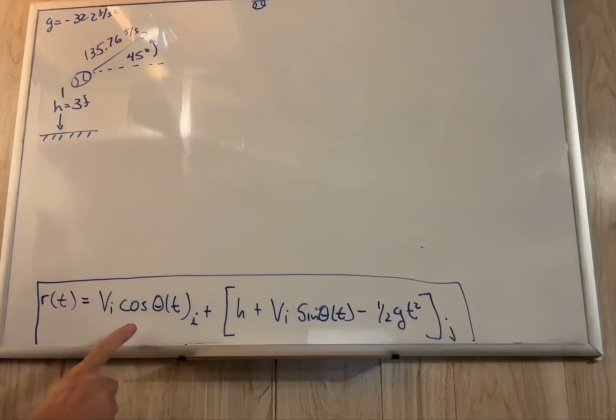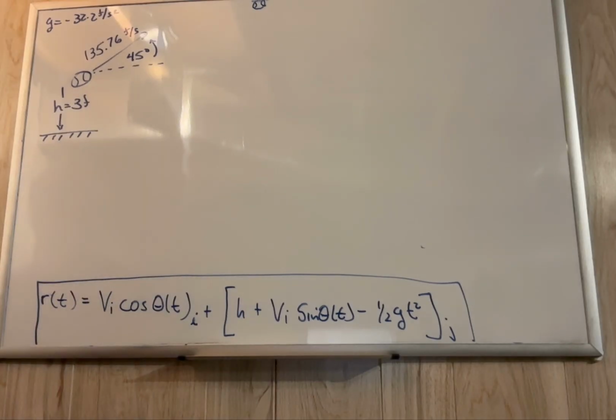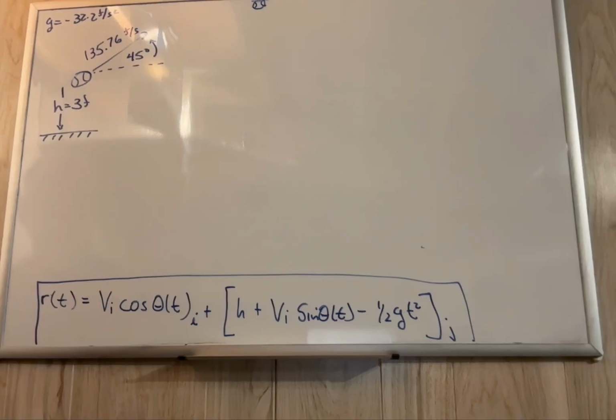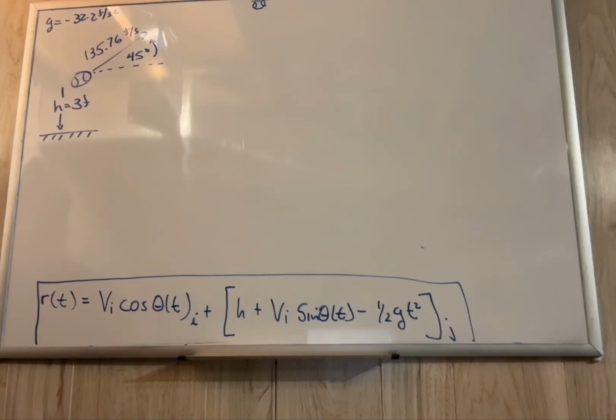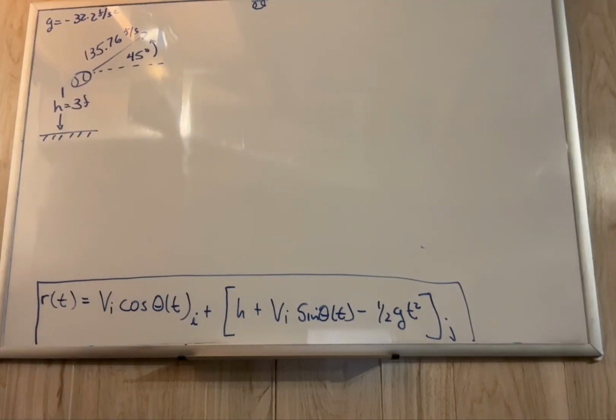Let's take this equation and solve this problem. This problem says that a baseball is hit off a bat at 45 degrees. Its initial velocity is 135.76 feet per second, and the baseball is approximately 3 feet above the ground when it's hit. We're also going to use gravity as 32.2 feet per second squared. We're going to ask, how high does the ball go?